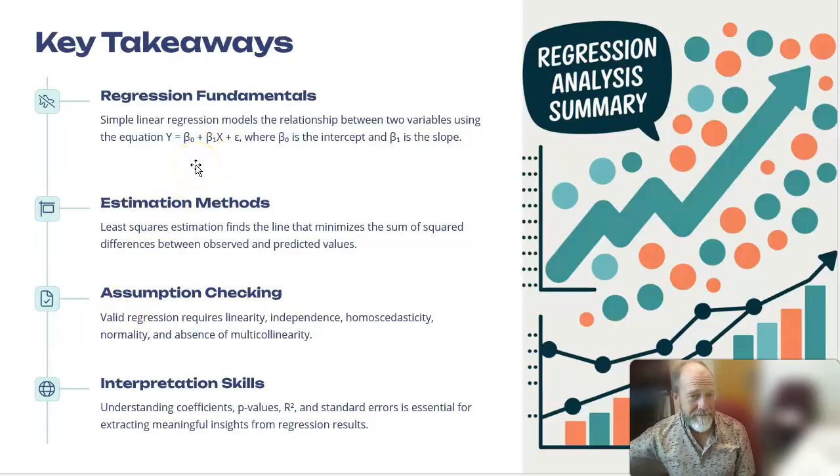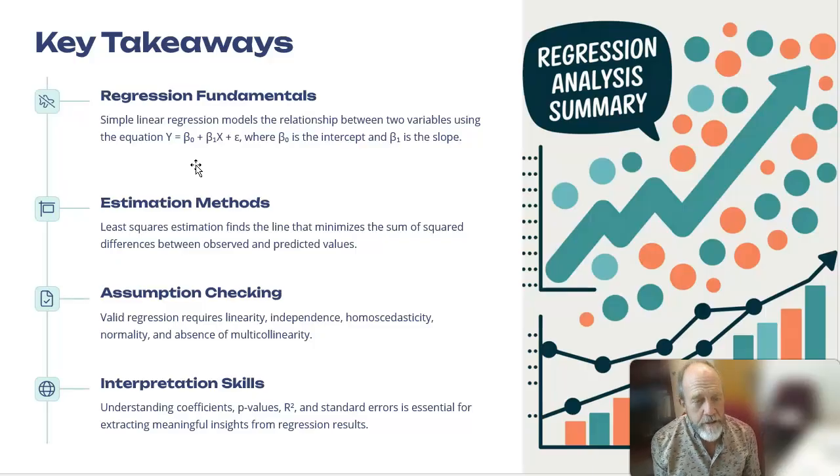So, what do you need to know? First, we did simple linear regression models. Two-variable form: Y equals beta naught plus beta 1 times x plus epsilon. Epsilon being the residual, beta naught is the intercept, beta 1 is the slope. That's what you're getting. When you're doing a regression analysis, you're calculating for beta naught and beta 1.